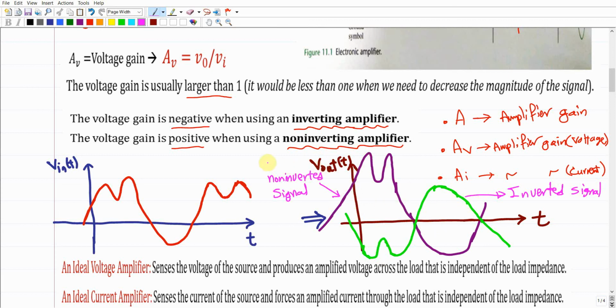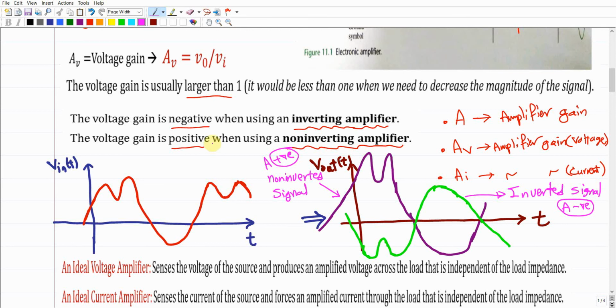So this is the case where the gain is positive, but in the case where the gain is negative, it's going to be an inverted signal. So this is the key idea. What does it mean, inverted or non-inverted? As I mentioned, the gain of the amplifier is a property of any amplifier.